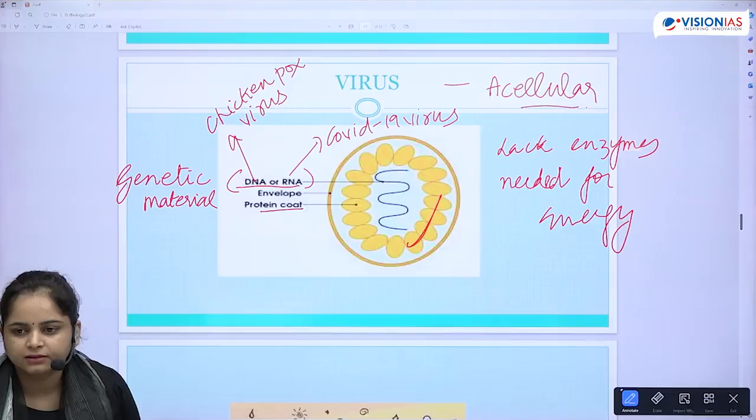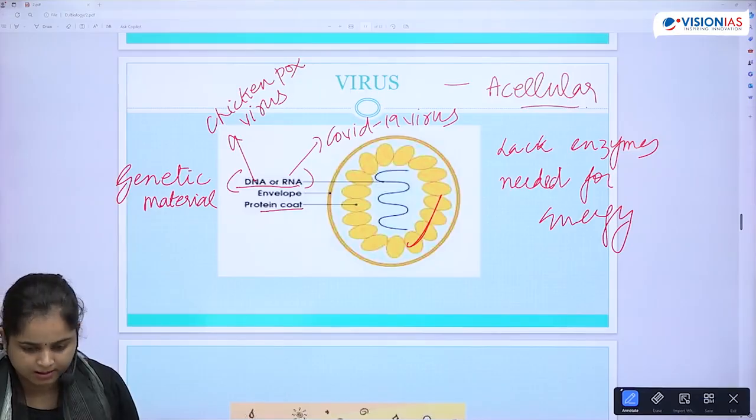They can infect animals, plants, or microorganisms like bacteria.